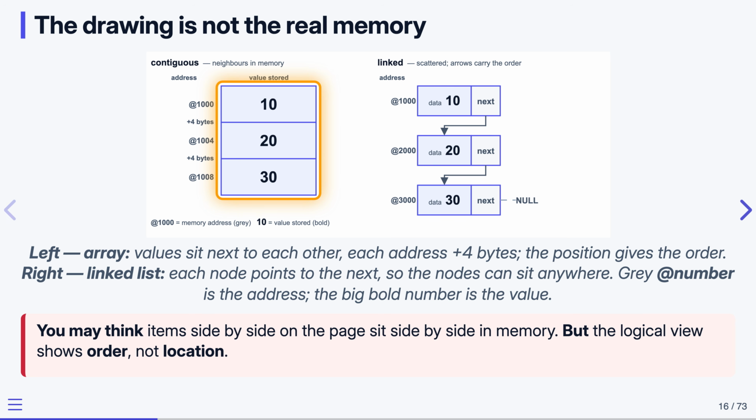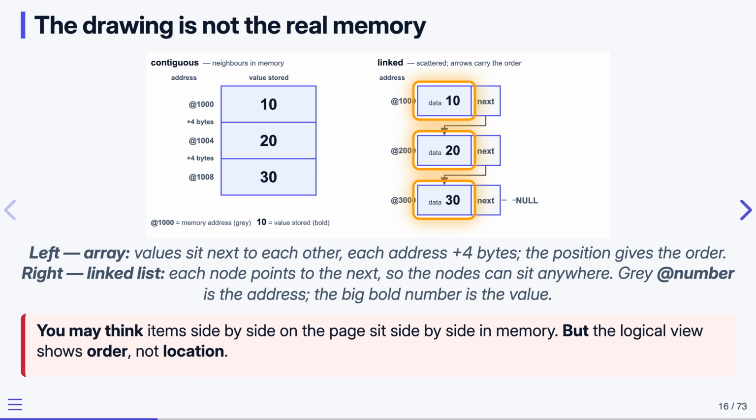In the drawing, 10 and 20 sit next to each other. So do they sit next to each other in memory? Sometimes yes. Look at the left side. This layout is contiguous. 10, 20, and 30 sit at neighboring addresses, 1000, 1004, 1008. The addresses go up by 4 each time. Here the order really is the position.